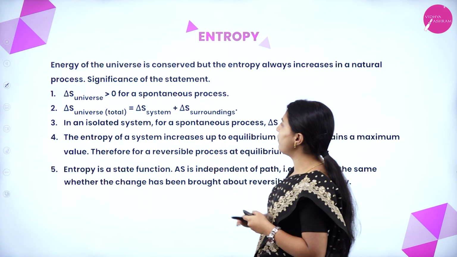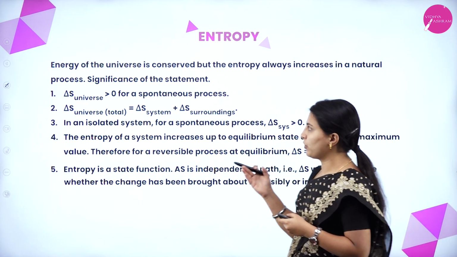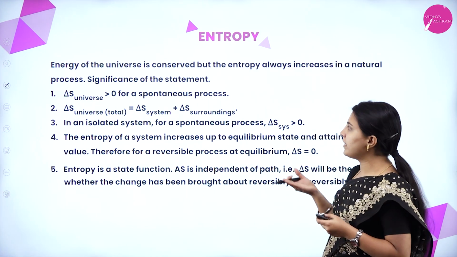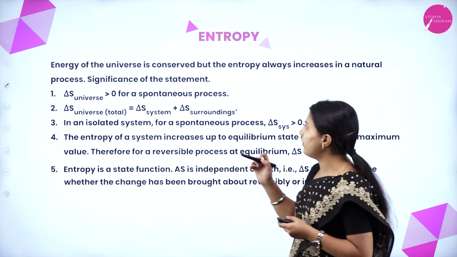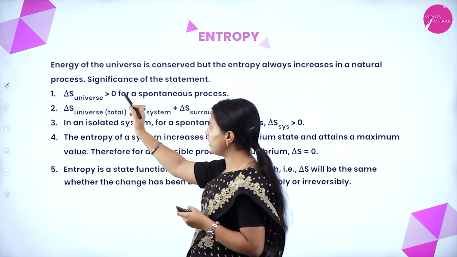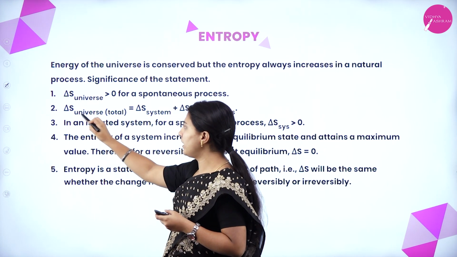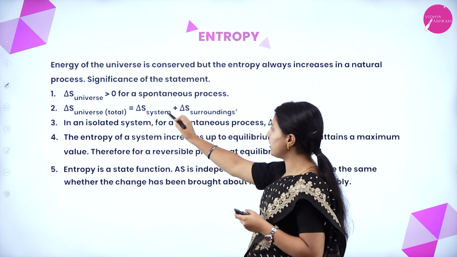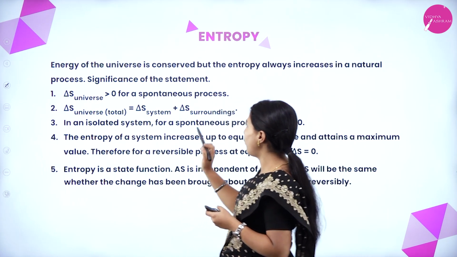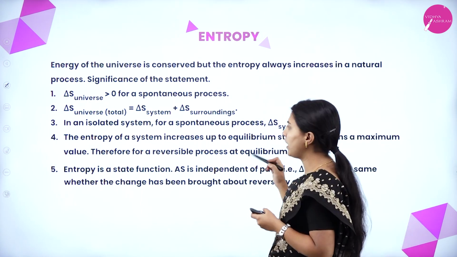Next, energy of the universe is conserved, but the entropy always increases in a natural process. Energy of the universe is conserved, we know that, but entropy always increases in the process. Significance of the statement: whenever change in entropy of the universe is greater than 0 for a spontaneous process, delta S universe total is equal to entropy of system plus entropy of surroundings. In an isolated system for a spontaneous process, delta S, that is entropy of the system, is greater than 0.